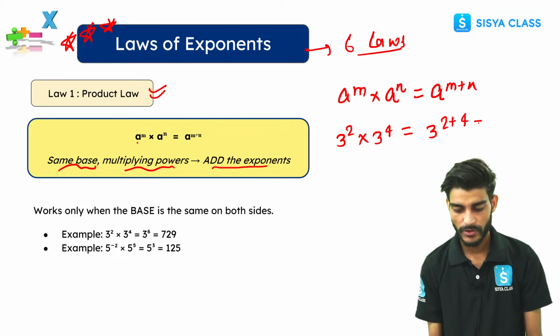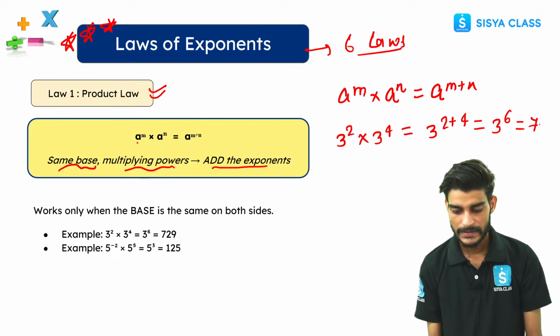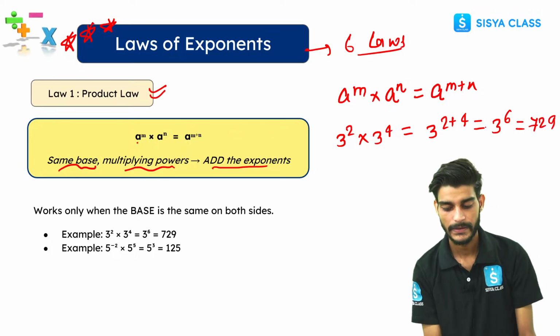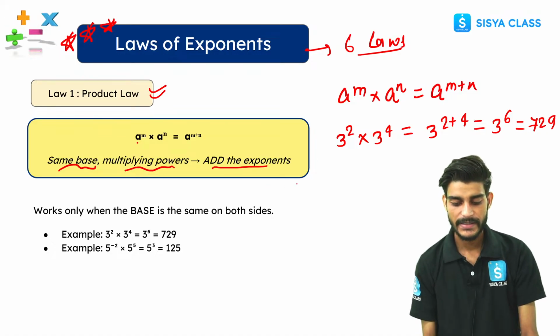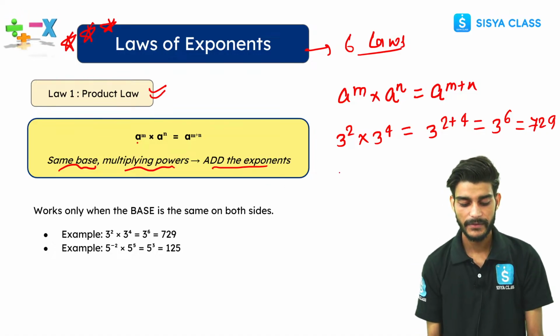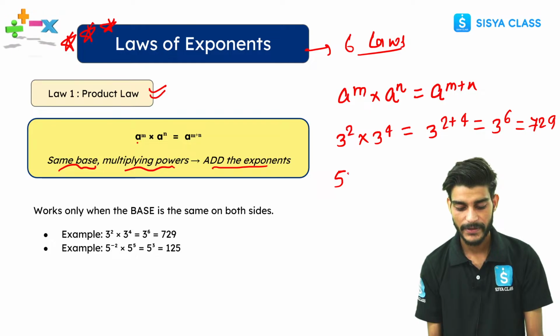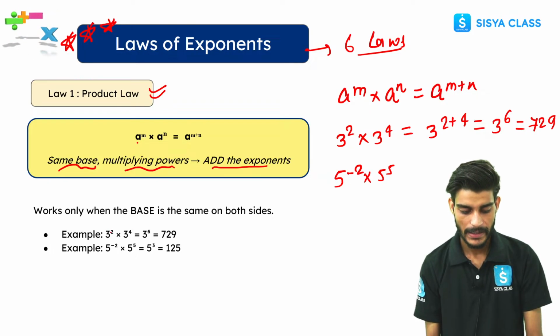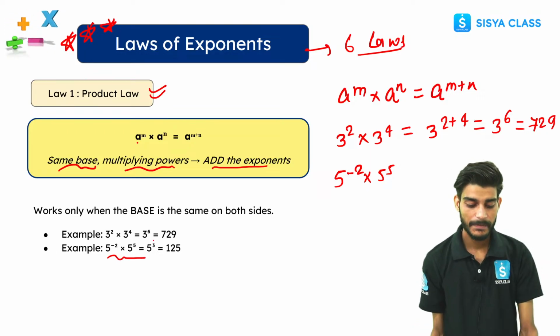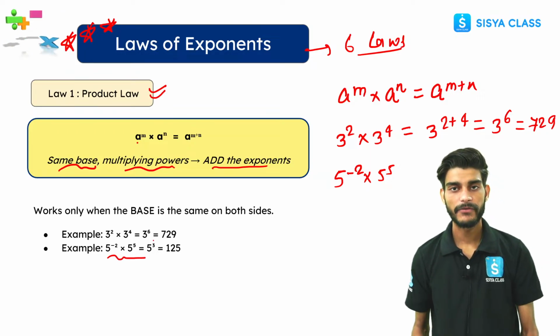So 2 plus 4 means 3 raised to the power 6, that is 729. Clear? Next example: what if, sir, the powers are negative? Doesn't matter. Let's say 5 raised to the power minus 2 into 5 raised to the power 5. I have chosen this example here.